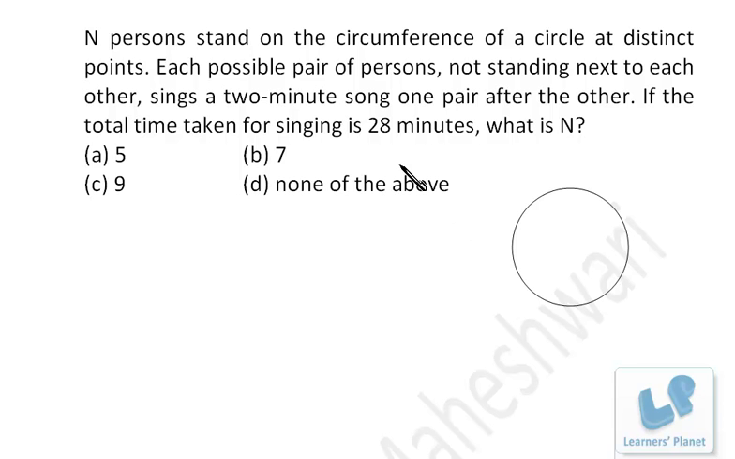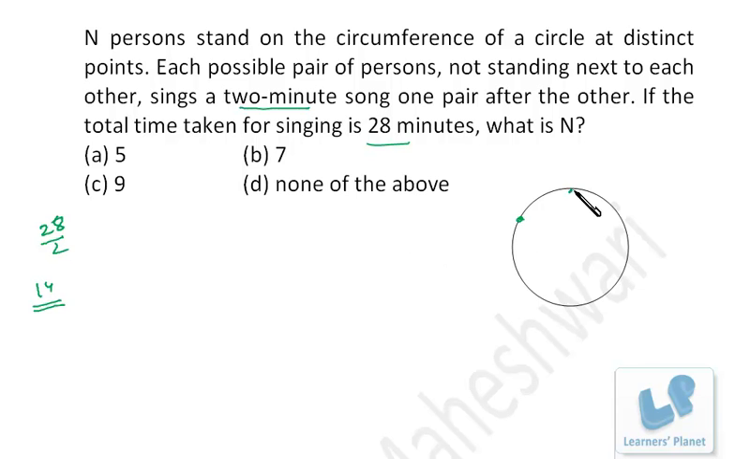Now there are two things. 28 minutes was the total time taken and each song took 2 minutes. That means in all 28 by 2, 14 songs were sung. So precisely we can say there were 14 pairs, right? Now this concept is nothing but an application of how we calculate the number of diagonals in a polygon. So the same concept we will be using over here. Suppose I take an example over here.